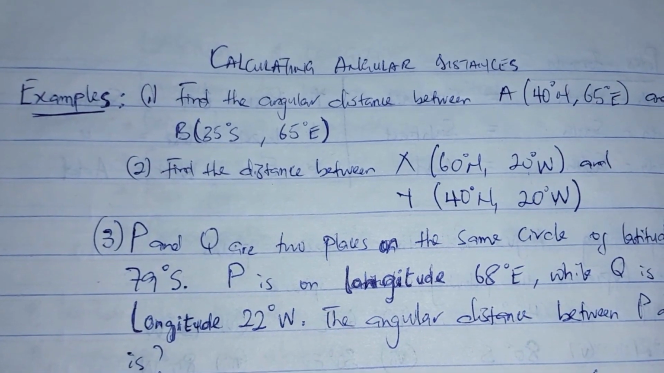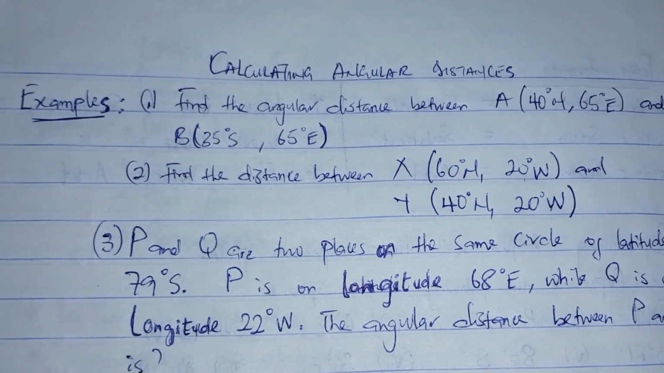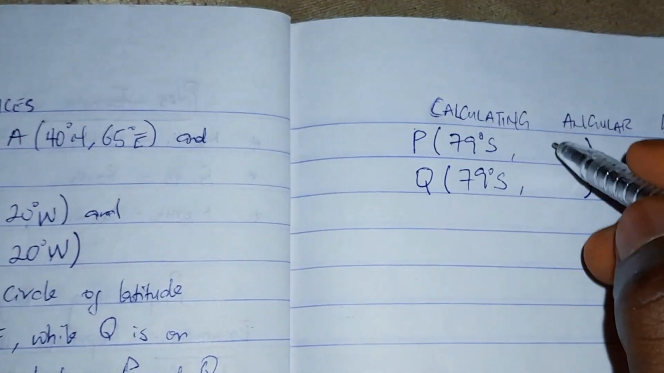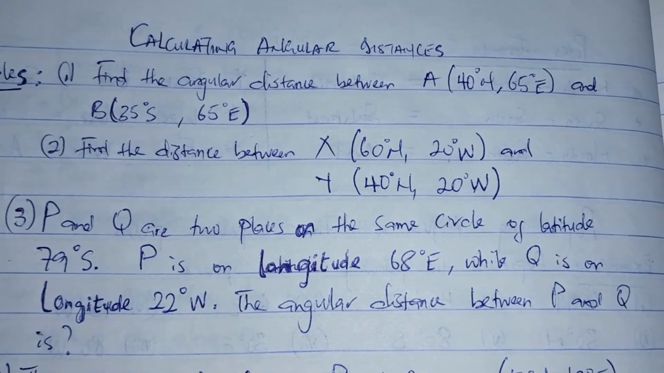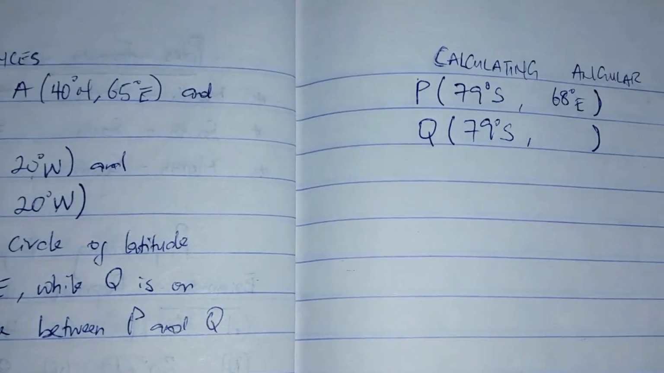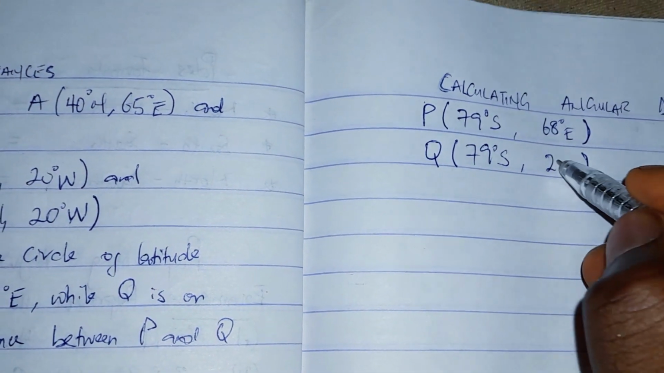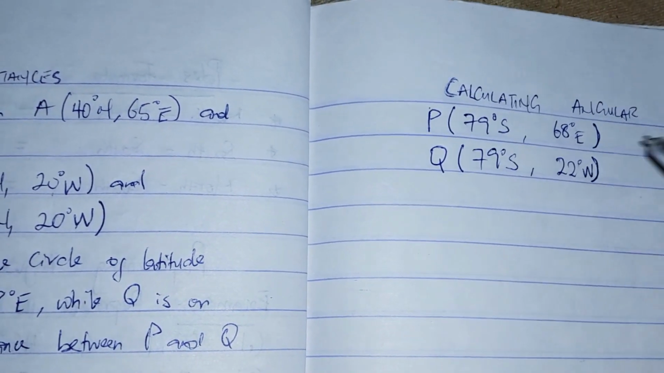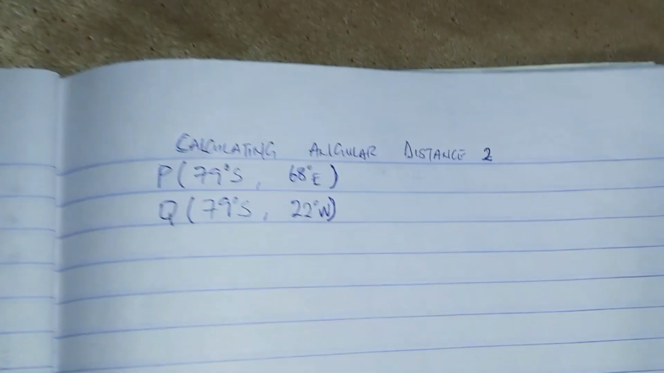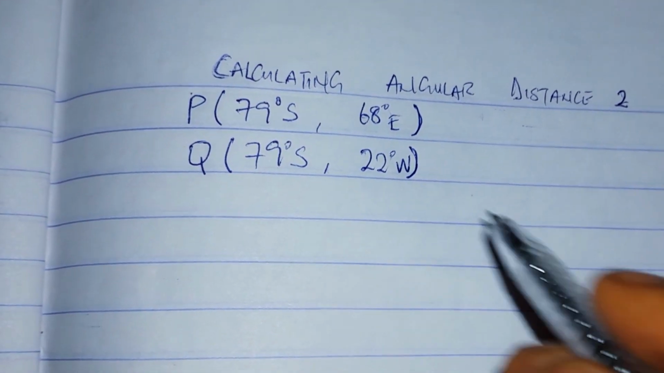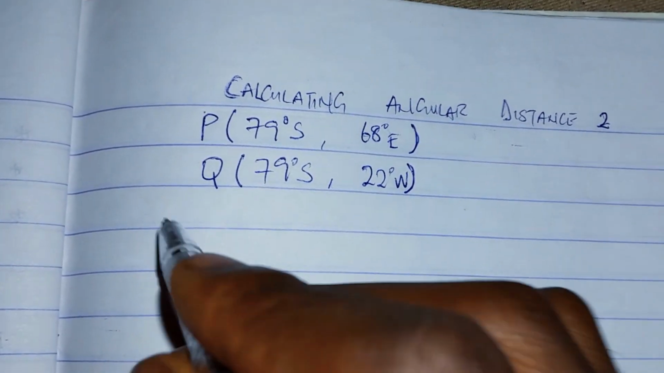Now P is on longitude 68 east, while Q is on longitude 22 west. They now say the angular distance between P and Q is dash. Now, how do I get the angular distance between P and Q? Very simple. Solution.